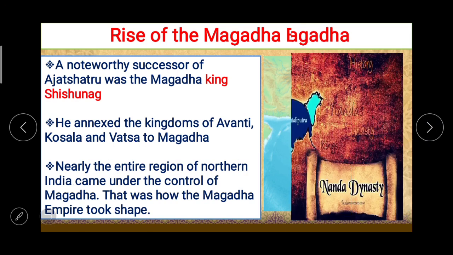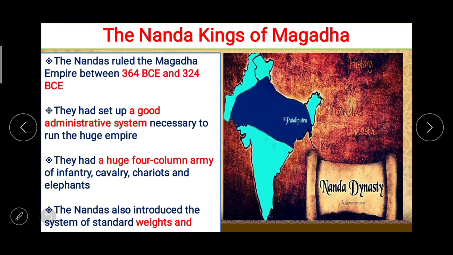Now the next point, the Nanda kings of Magadha. The Nandas ruled the Magadha Empire between 364 BC and 324 BC. They had set up a good administrative system necessary to run the huge empire. It was not an easy thing to run such a huge empire, but the Nanda kings set up a good administrative system, and because of that it became easy to run the administrative work.